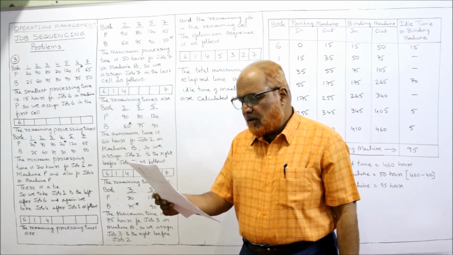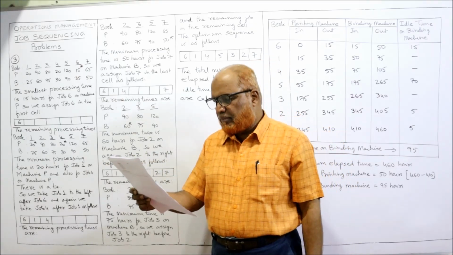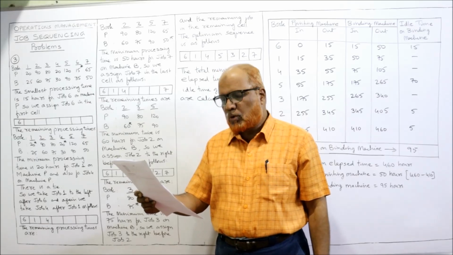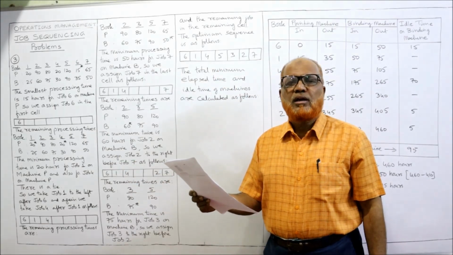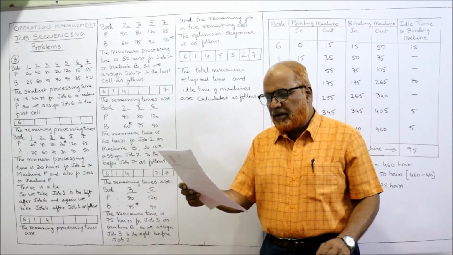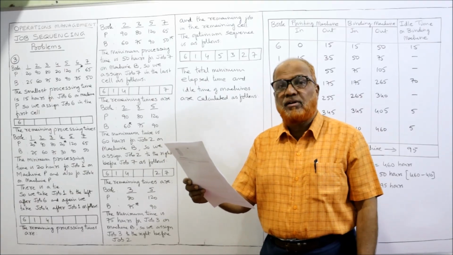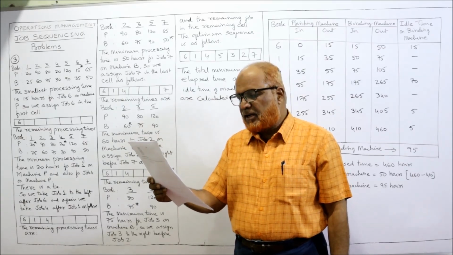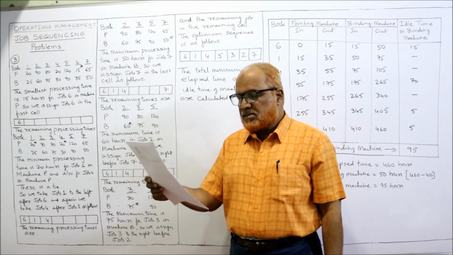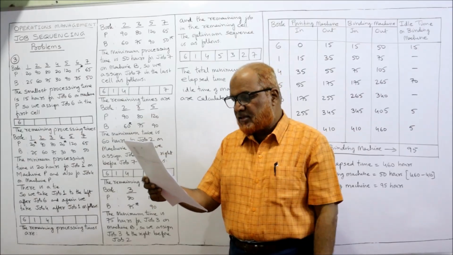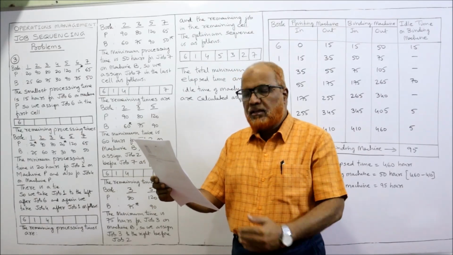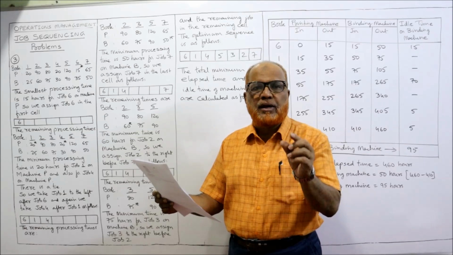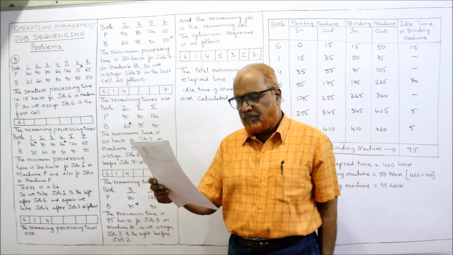Then the time required for performing printing and binding operations for different books are shown below. So we are given how much time is required on printing and on binding. It is given in days. So first book, 20 days printing and 25 days binding. Second book, 90 days printing and 60 days binding. Like that for all the 7 jobs, printing time and binding time is given.